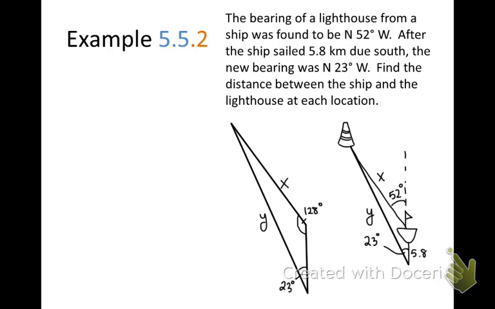Can I now find my third angle? How are you going to do that? Subtract them all from 180. So what is 180 minus 128 minus 23? 29. I now have all of my angles and I can use law of sines. This isn't a right triangle, so I can use law of sines to find X and Y. So what is going to be my setup to find X?